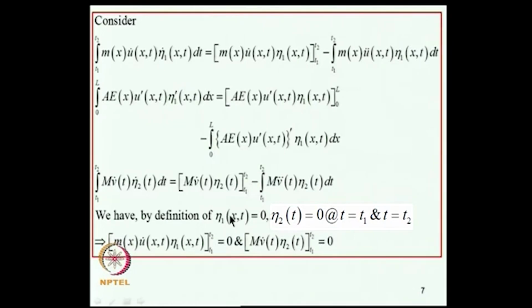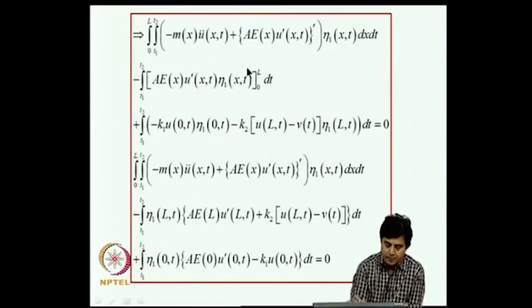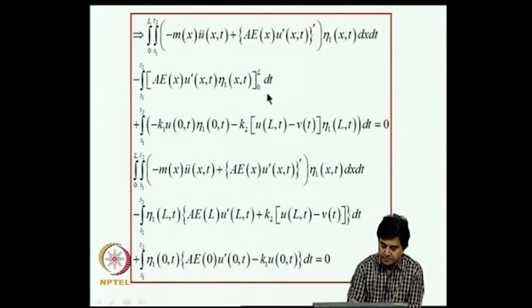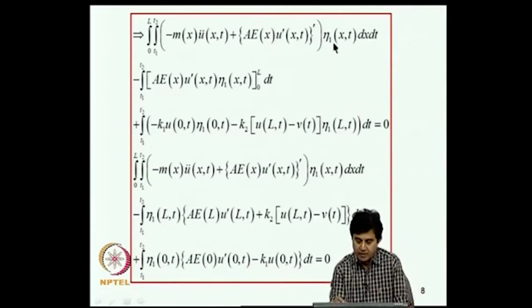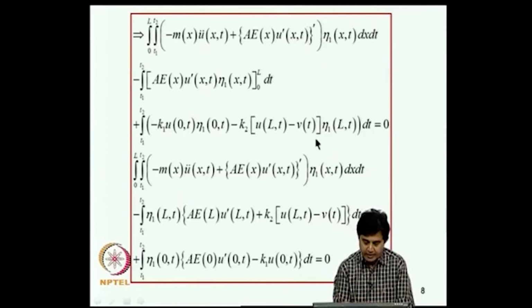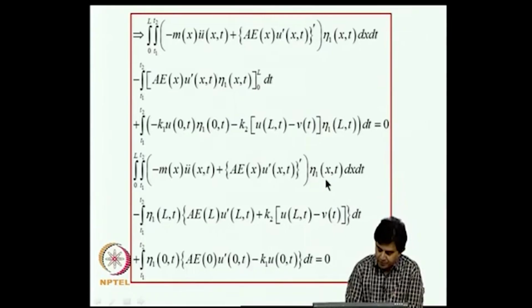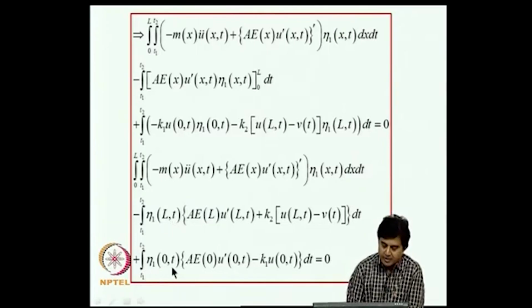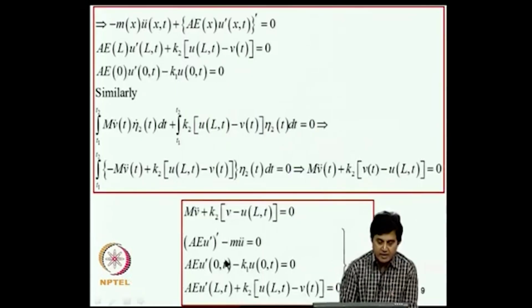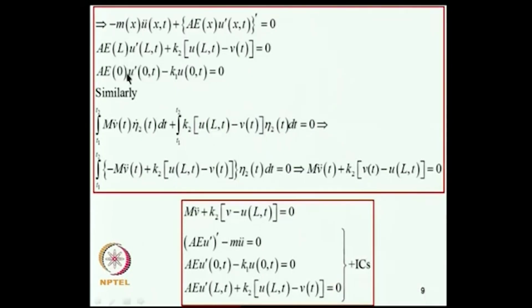Now, reverting back to the original equation, I get the statement for stationarity of A as this equation. And we have to now collect terms involving eta 1 of x comma t, which is done here, eta 1 of 0 comma t and eta 1 of L comma t, and if we organize these terms, we will get the field equation. Since eta 1 of x comma t is arbitrary, eta 1 of L comma t is arbitrary, eta 1 of 0 comma t is arbitrary, the only way this sum can be 0 for all eta is that individual terms must be 0, and using that condition I get this as the field equation and these two as the appropriate boundary conditions.